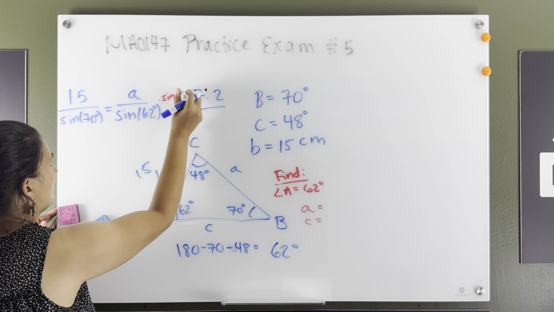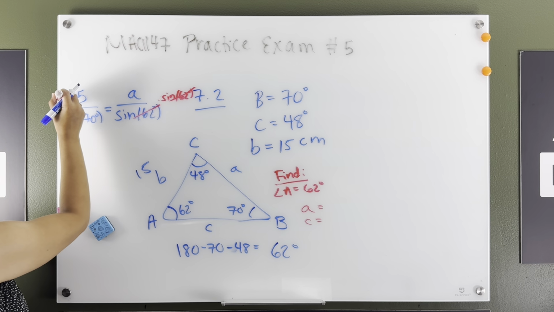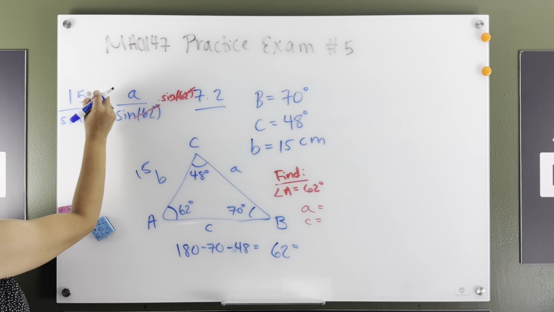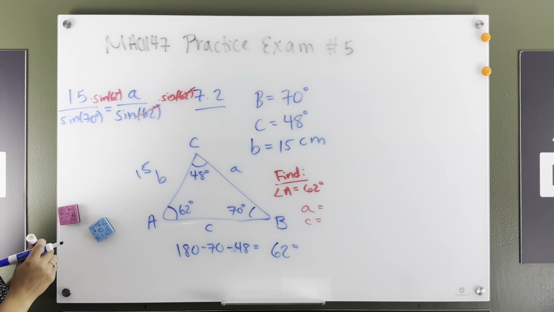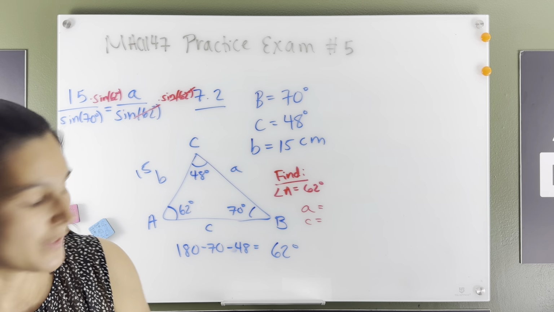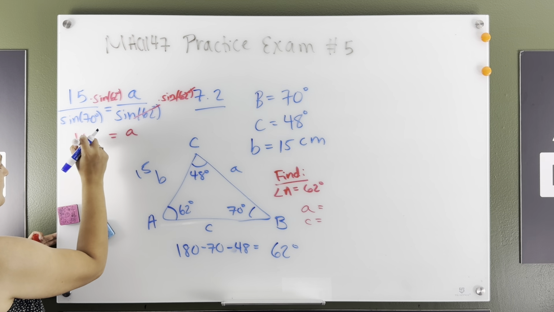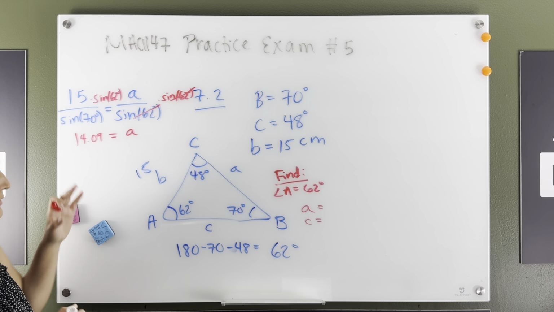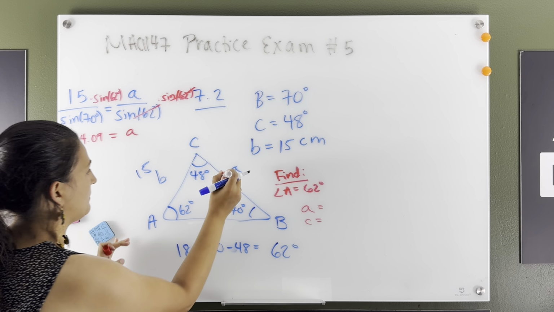Try to solve for A. Whatever you do to one side, do to the other. So we're going to have to multiply this left-hand side by sine of 62 degrees. When you plug into the calculator, you should get 14.09 for A. Again, pause the video, check the work, and make sure that you're getting that as well.